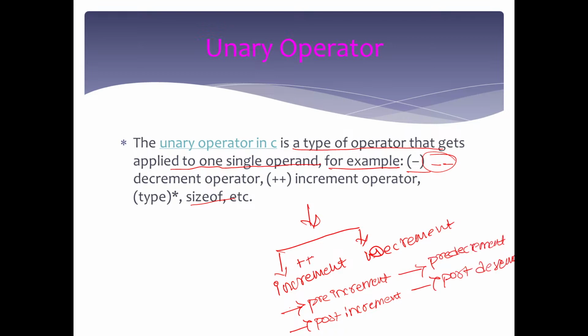For increment we use a double plus like this, and when we come to the decrement operation, there we use the minus symbol, double minus. So this indicates the decrement operation and this indicates the increment operation. Based on the position of these symbols, incrementation is divided into pre and post incrementation, and decrementation is also divided into pre-decrement and post-decrement. Hope you got it. And then the sizeof operator is also a unary operator.